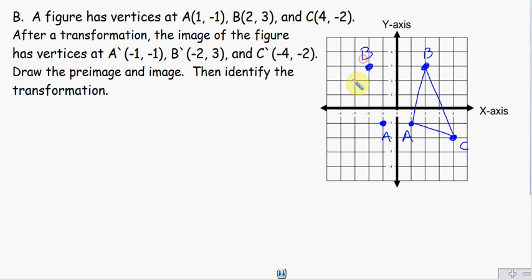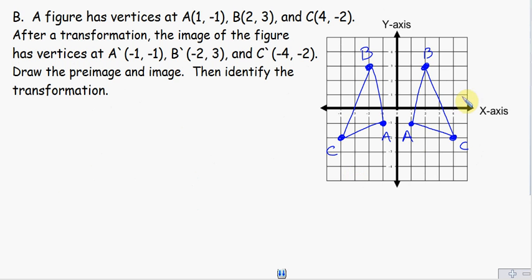Ooh. I'm starting to see what this might look like. See how the B's are across from each other? The A's are across from each other? I'm guessing that C might be down here. We'll see. All right. Negative 4, negative 2. 1, 2, 3, 4. Negative 1, negative 2. Look at that. I even guessed right where it was going to be at. And there is the image.